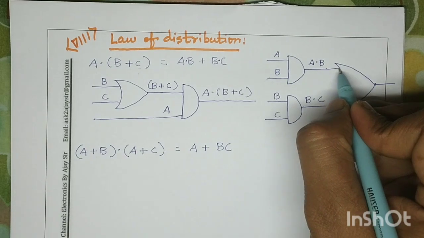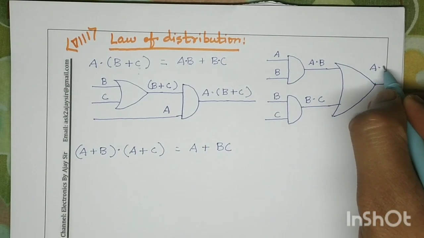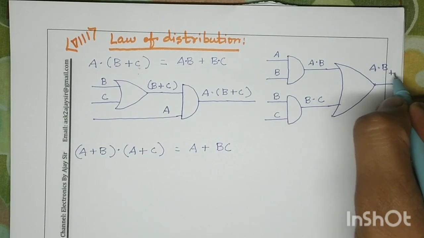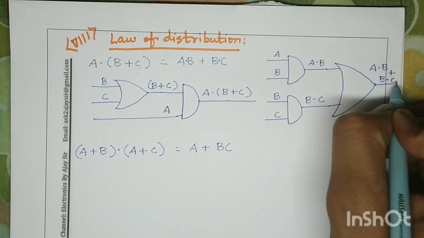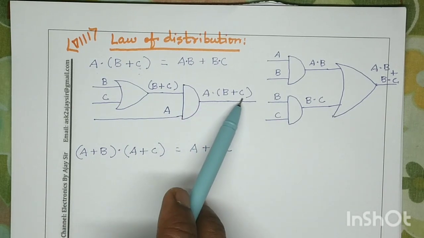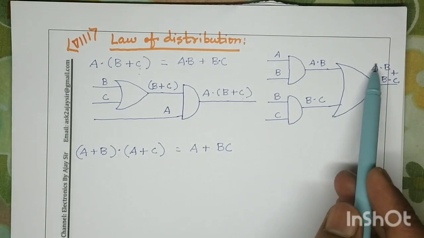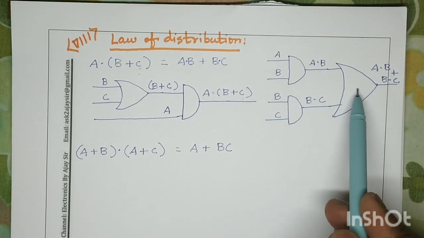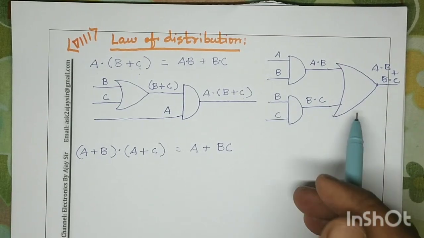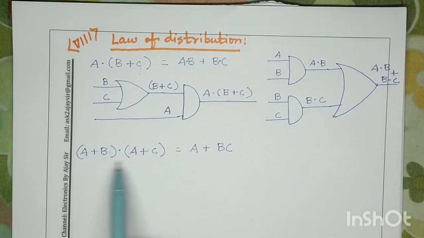One input is A dot B, another input is B dot C, and it gives you the output A dot B plus B dot C. So according to this equation, the output signal from this circuit implementation and the output expression from this circuit implementation should be same. Next we will implement this function.